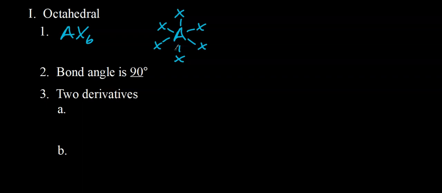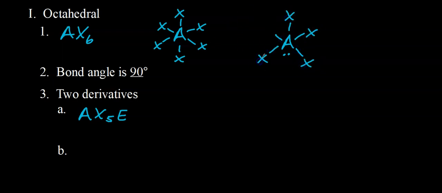All right, a couple of derivatives. AX5E looks like this. I'll draw it over here this time. The lone pair of electrons is on the bottom axial position. This is known as square pyramid or square pyramidal. Your book calls it square pyramidal. I'm fine with square pyramid. It looks like a pyramid with a square base.